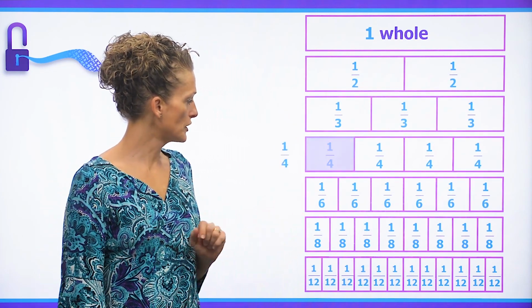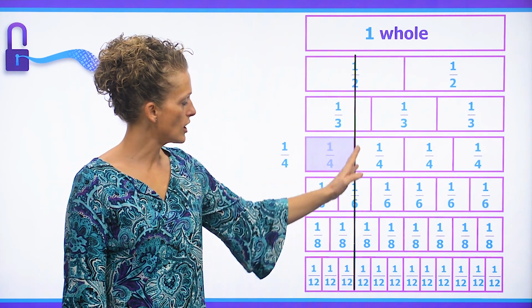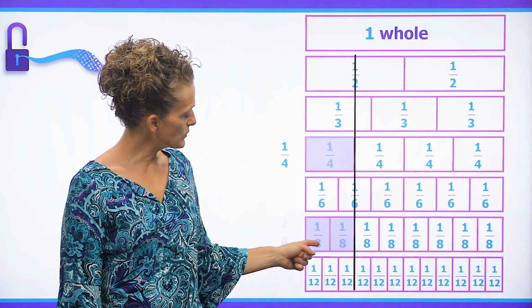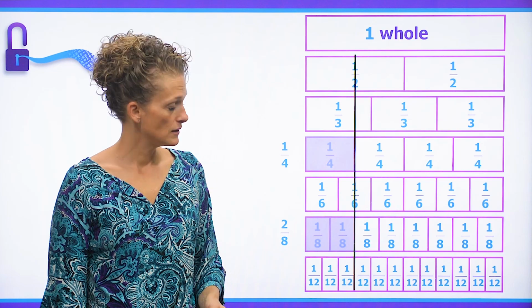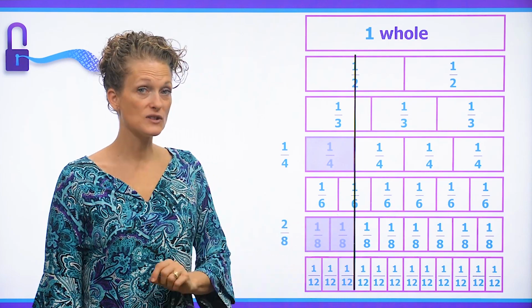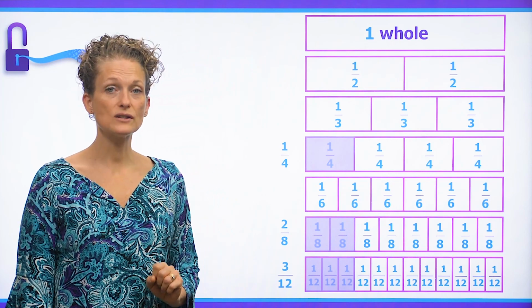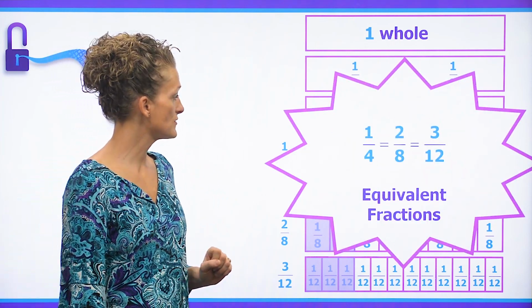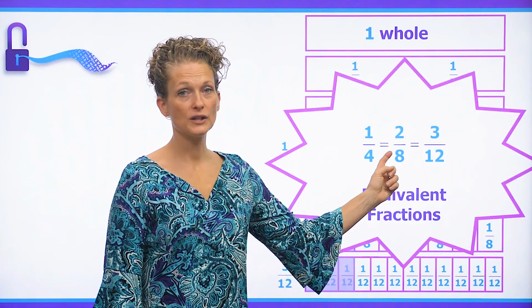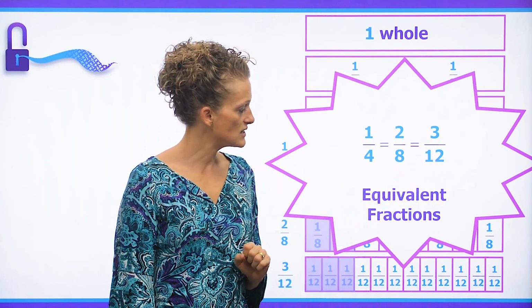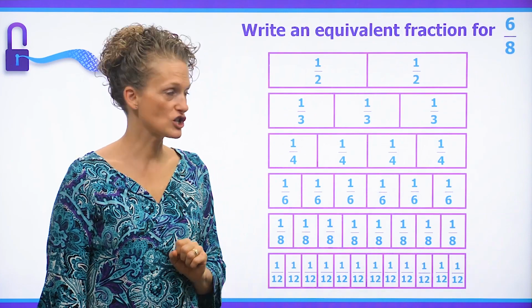We look at 1/4, and again, draw our line so we can see what other fraction strips line up. And we can see down here, we've got 2/8 that shades the same amount of space. And down here, we've got 3/12, which shades the same amount of space. So 1/4 equals 2/8, which equals 3/12, and these are equivalent fractions.